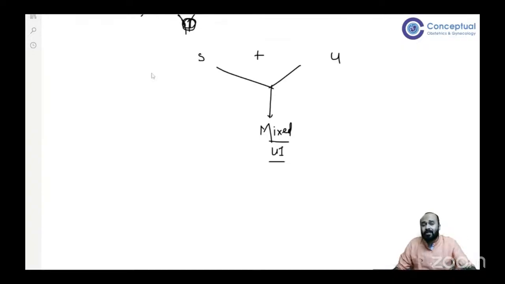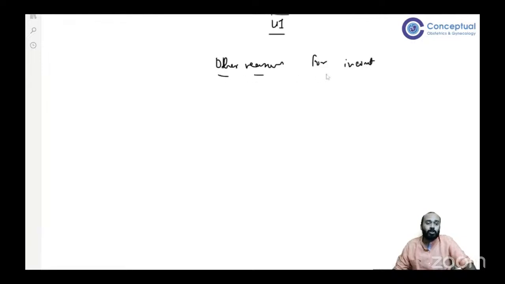Are there other reasons why there can be involuntary voiding of urine? Absolutely, there can be. There are alternative and other reasons as well for incontinence which do not fit into urge or stress. It includes something like a urethral diverticulum.